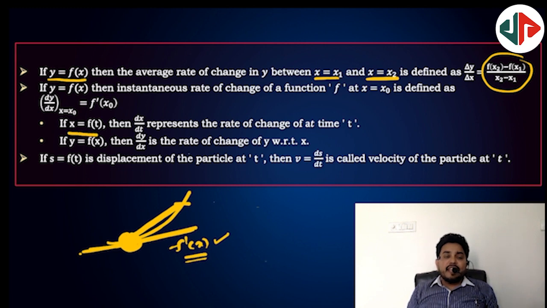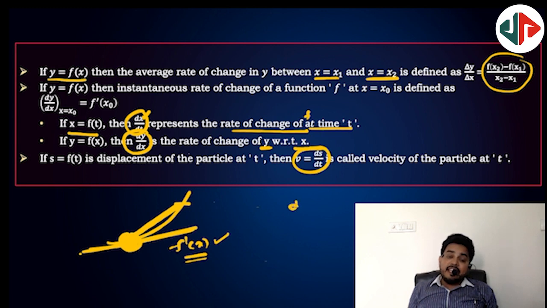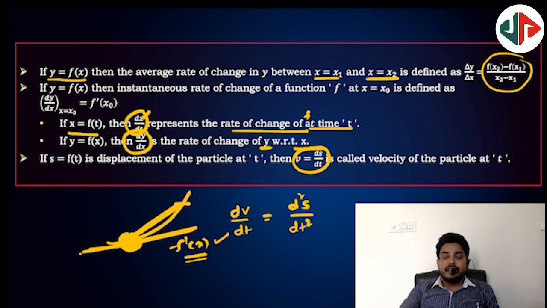x is equal to f of t, any function. dx by dt represents rate of change of f at the time t. So rate of change of function x is called the velocity. dy by dx is the rate of change of y with respect to x. So ds by dt is called the velocity, and d square s by dt square is called acceleration, which is nothing but dv by dt.